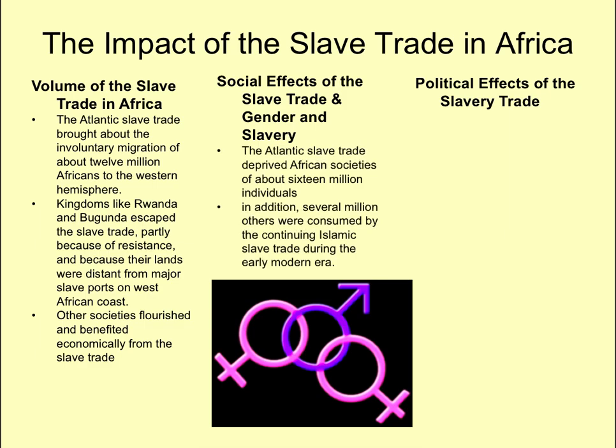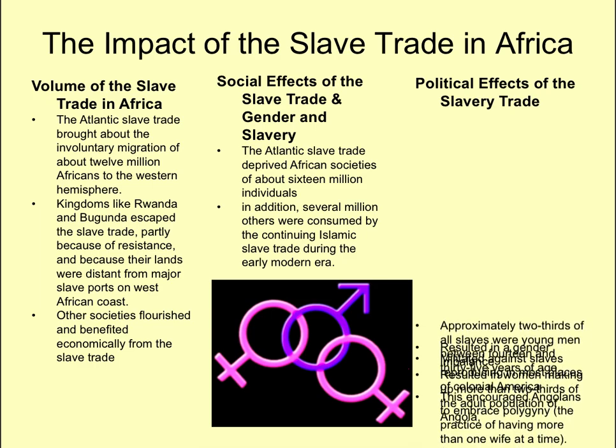Some of the social effects of the slave trade in terms of gender and slavery. The Atlantic slave trade deprived African societies of about 16 million individuals. Like I told you, major, major decline. In addition to this, several million others were consumed by continuing Islamic slave trade during the early modern era. So don't think that slavery is only happening with the Americas at this time. It's happening on both sides. Muslims are buying slaves, and Europeans are buying slaves to take to America. It's happening on both sides.